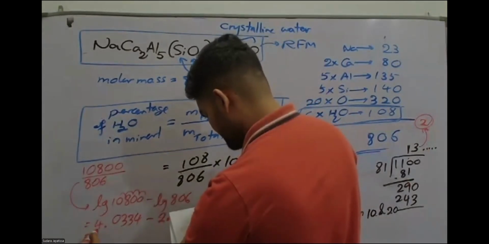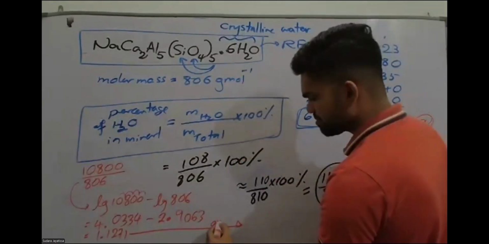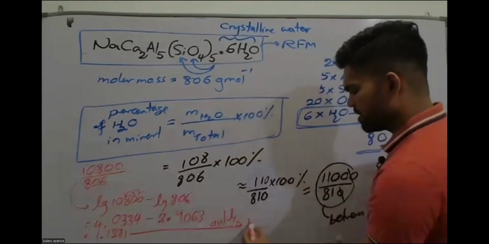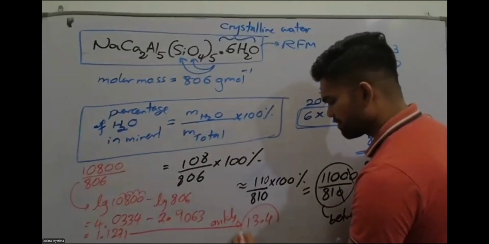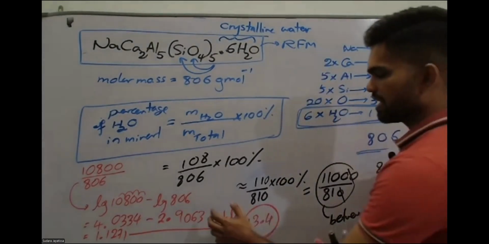You will get 1.1271. So if you take the anti-log of this answer, you will get exactly 13.4. Okay, so if you need the exact answer for a structured essay, you can follow this method.